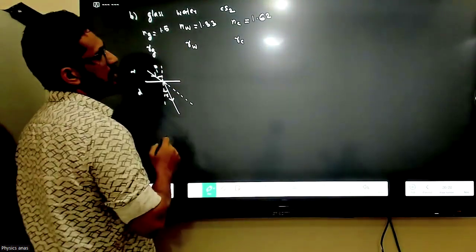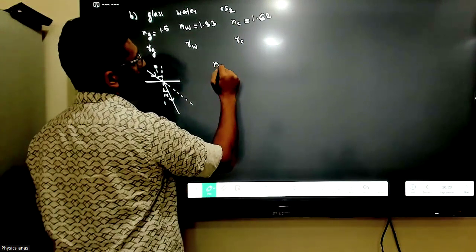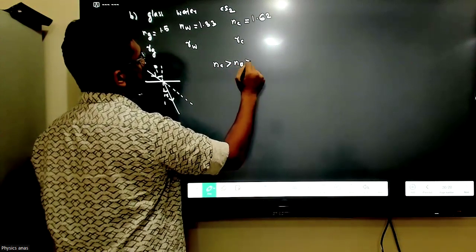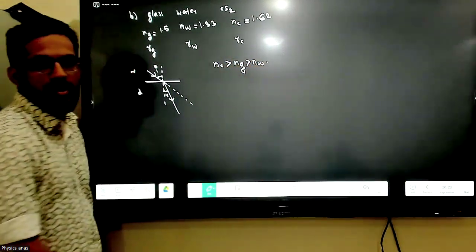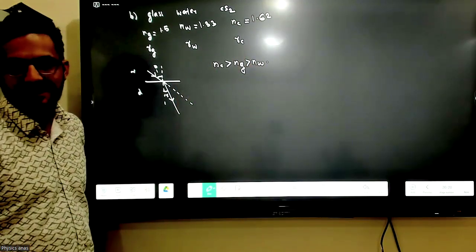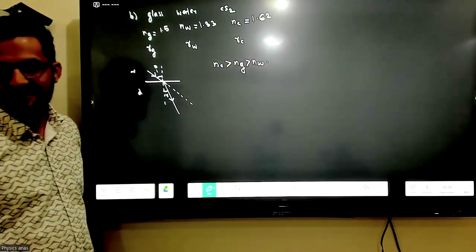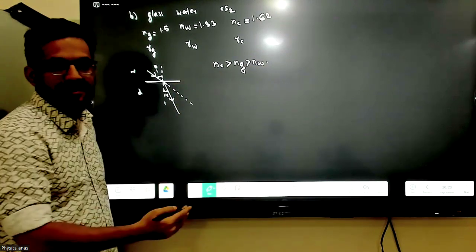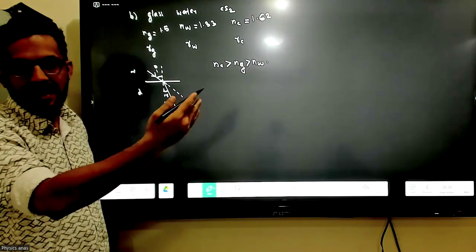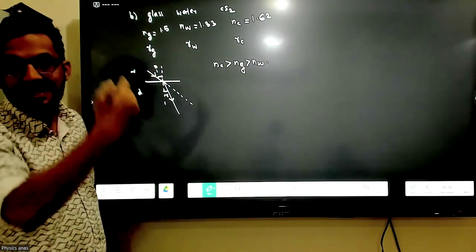So which is the greater one: Ng, Nw, Nc? Nc is the greater one, right? Nc is greater than Ng, and Ng is greater than Nw. This is the order of refractive indices: Nc is the most dense, Ng less dense, and Nw the least dense. If density increases, angle of refraction decreases.